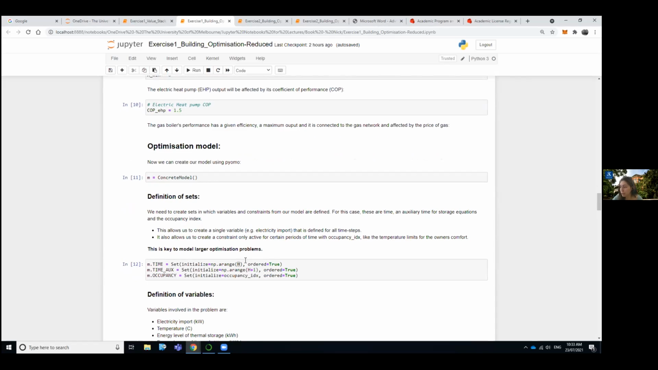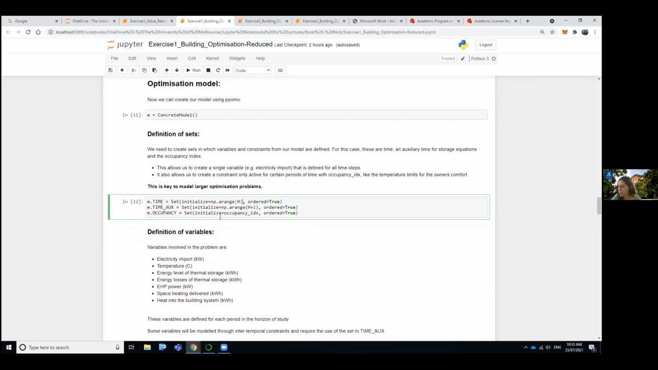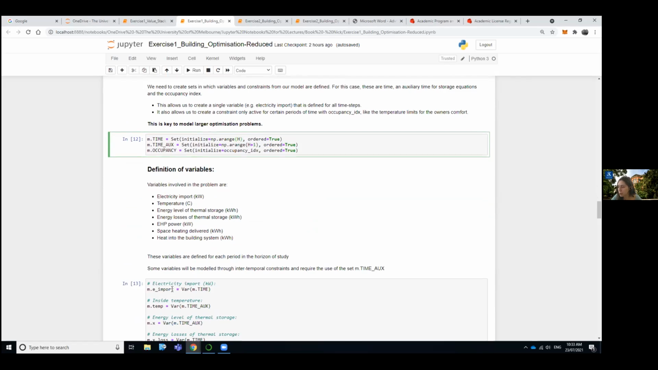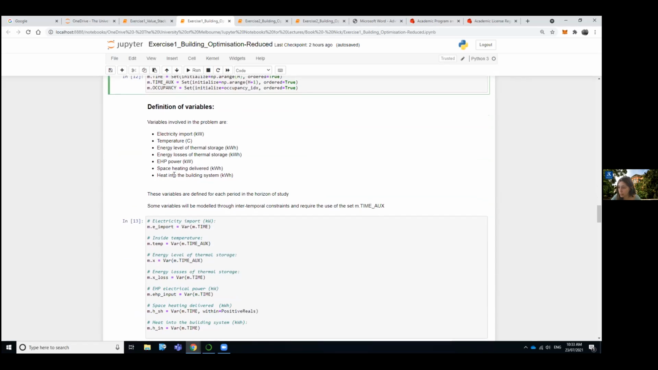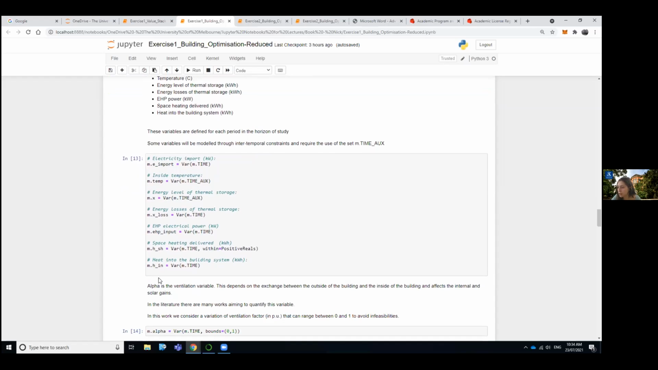And a difference from the previous model is that we are actually using sets, which is a key way to model larger problems. So by using sets, we can model a variable like electricity import just with one variable for all the time steps of the optimization. And we're using that to have a scalable model. So the variables in this problem are the electricity import, temperature, energy level of the thermal storage, energy losses of the thermal storage, electric heat pump power, space heating delivered, and the heating to the building.